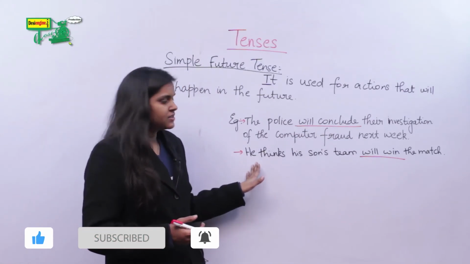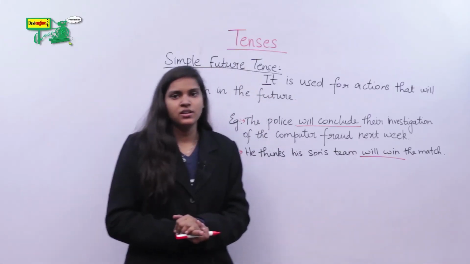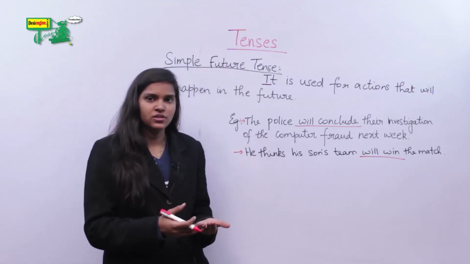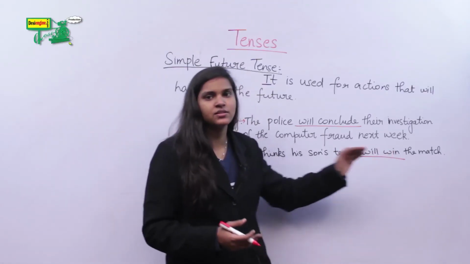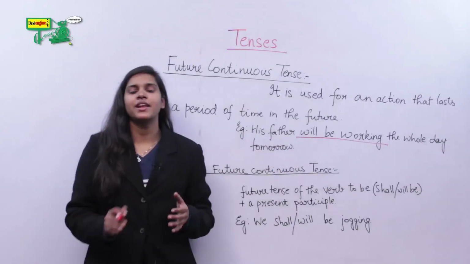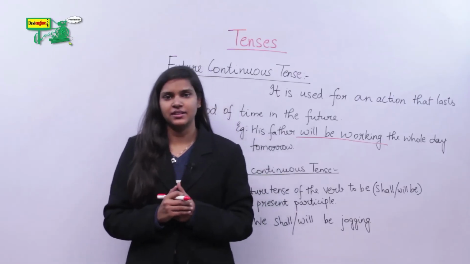The next sentence is, he thinks his son's team will win the match. Here, it is a prediction. Therefore, the usage of will win. That is the simple future tense. The next kind of tense that we are going to discuss is future continuous tense.